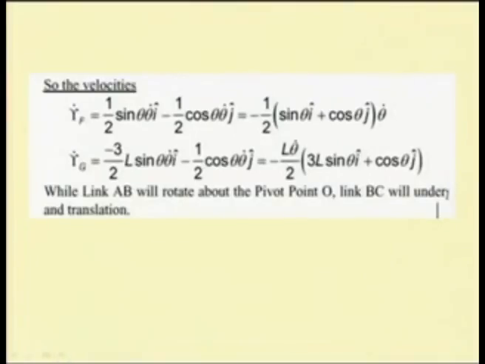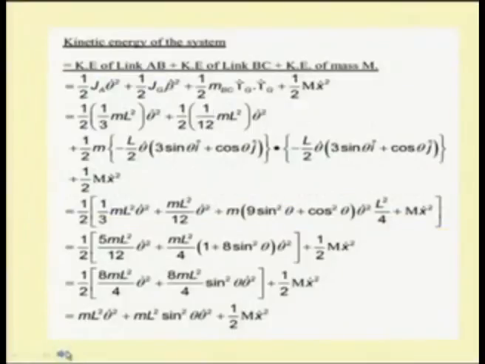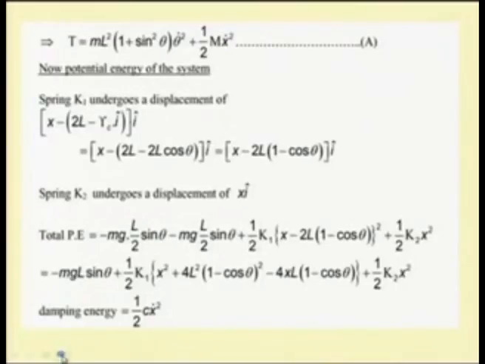In this way one can find the position vector. Differentiating the position vector, one can find the velocity, and getting this velocity one can find the kinetic energy of the system. The kinetic energy of the system consists of the kinetic energy of two links. Considering the rotation and translation, one can find the kinetic energy of the system. Similarly, one can find the potential energy of the system and then the Lagrangian of the system, then the damping energy equal to half C x dot square.